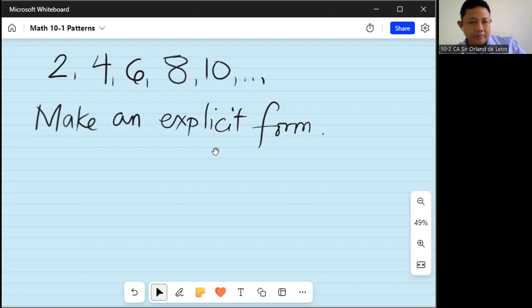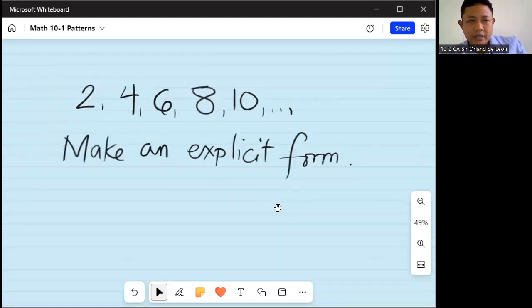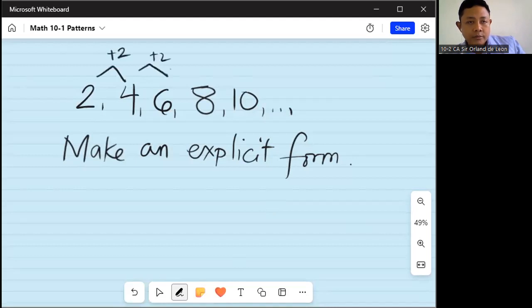This is actually by finding the pattern of our given. We have 2, 4, 6, 8, and 10. What's the pattern used in this sequence? Anyone? Please type it in the chat box. What's the pattern used in this sequence? Very good. Your classmates are saying it's plus 2 or add 2. Correct. That's the pattern. Plus 2, plus 2, plus 2, and plus 2.